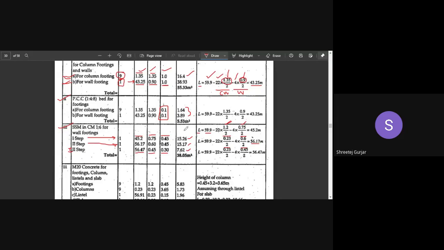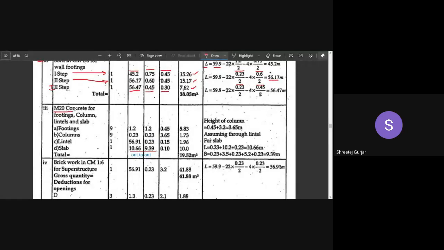If you have any doubts in the calculation of this size stone masonry, you can let me know, or else we'll move on to the next. We have calculated the size stone masonry in your wall footing. We have completed the wall footing.